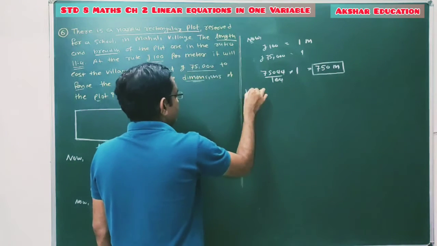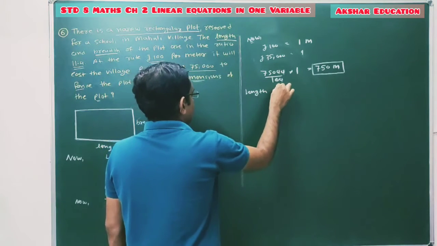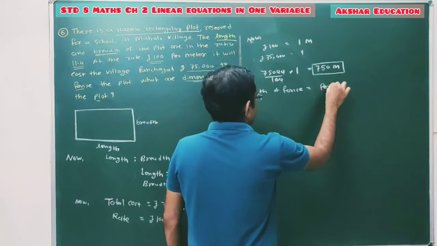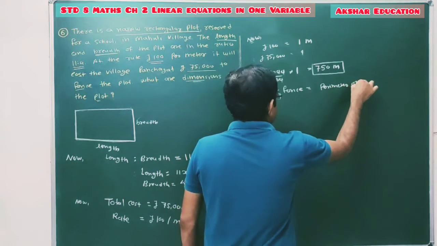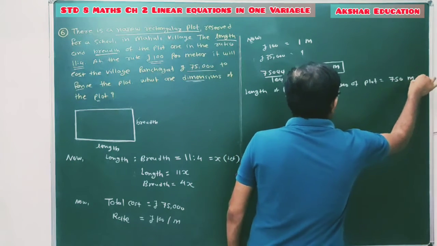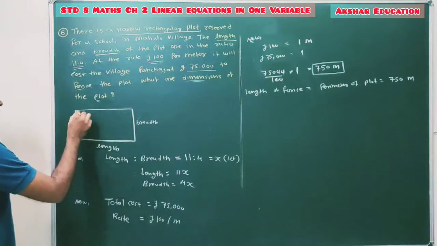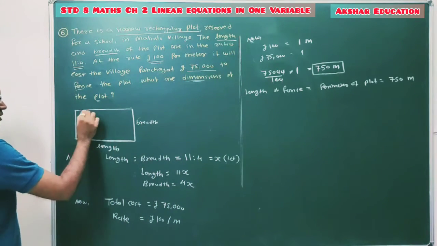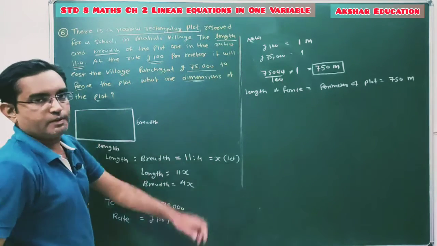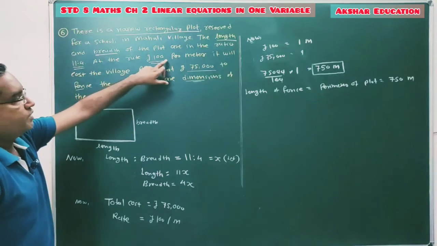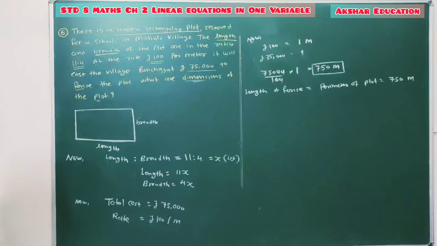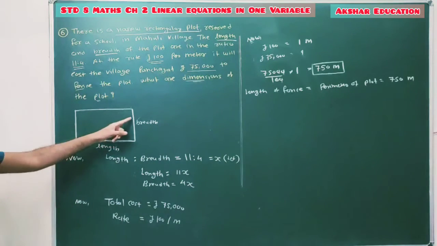That is the length of the fence. The length of the fence is nothing but the perimeter, that is nothing but the perimeter of the plot. So that perimeter is nothing but 750 meters. The total length of this rectangular plot, that means the perimeter and the total length of the fence, is equal to 750 meters. And 1 meter costs 100 rupees, so 750 meters will cost 75,000 rupees. That is the total cost. So this is the perimeter of this rectangular plot.